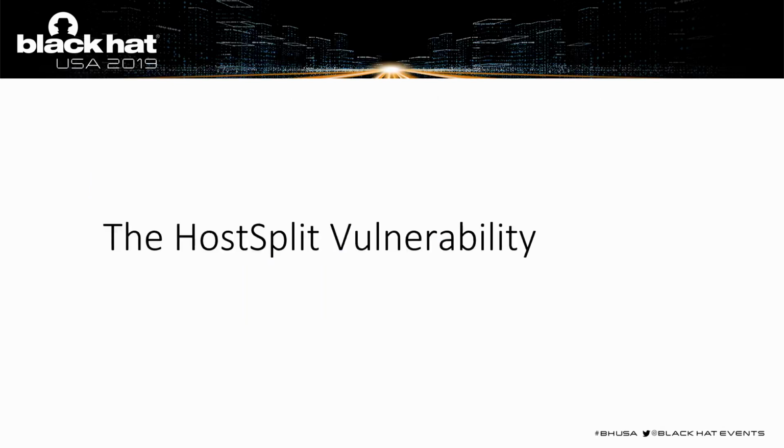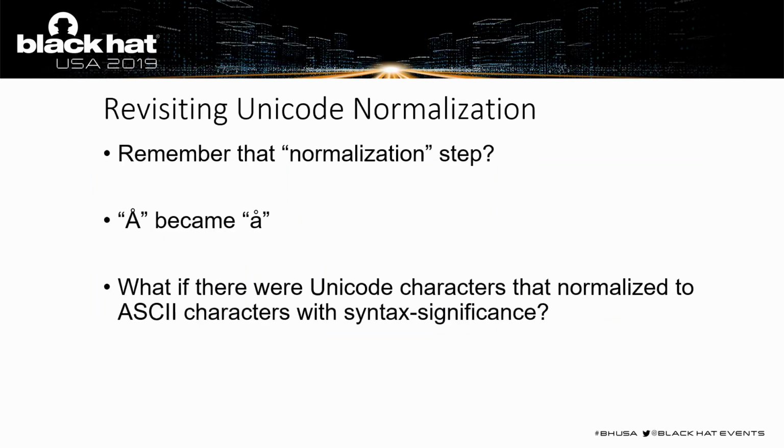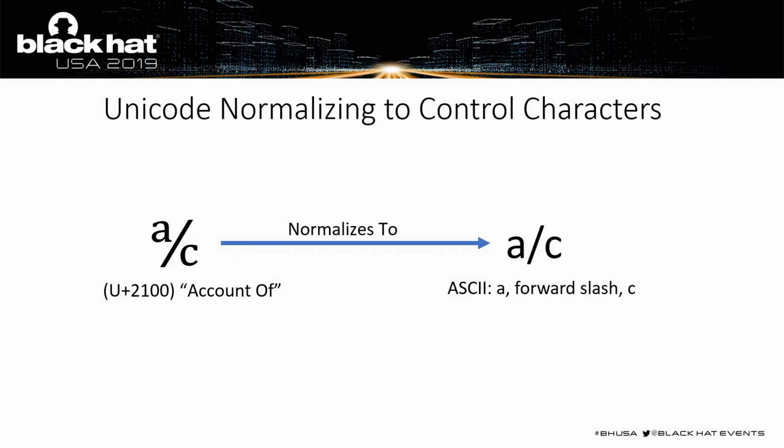So I've now given you some background on how IDNs work, and now I'll describe what I call the HostSplit vulnerability. So if you remember that normalization step I mentioned, where all of those A's with rings above them became that lowercase a with a ring above it. Well, what if there were Unicode characters that when you normalize them, they became ASCII characters, but specifically ASCII characters that had syntax significance wherever you were going to use them, like say this. So here you have U+2100. This is the account of character.